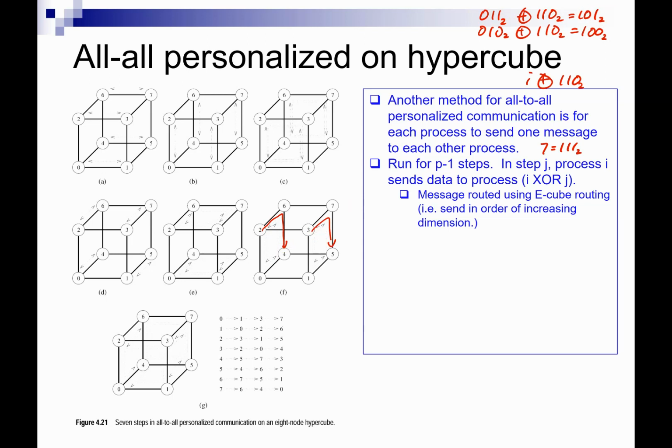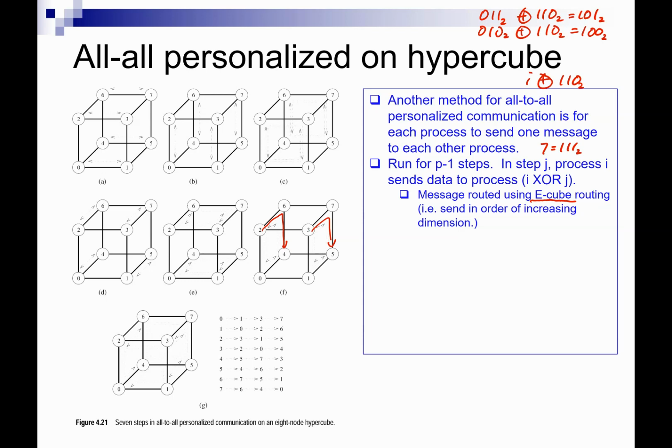Now, also when you do the sending, for example, when 0 tries to send to 7, or when 1 tries to send to 6, we're going to make sure to use the E-cube routing. Remember, we talked about this when we talked about communication. The E-cube routing in a hypercube is that we order the dimensions in some way, let's say from least significant digit to the most significant digit. And then we're always going to send the messages along these dimensions in that order.